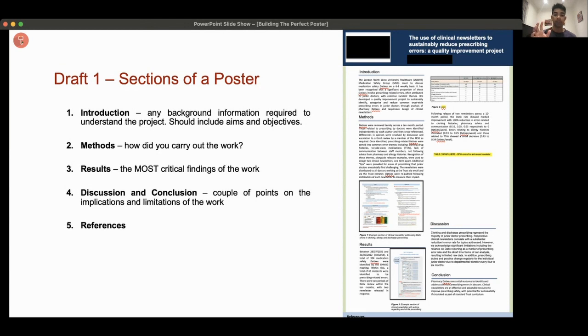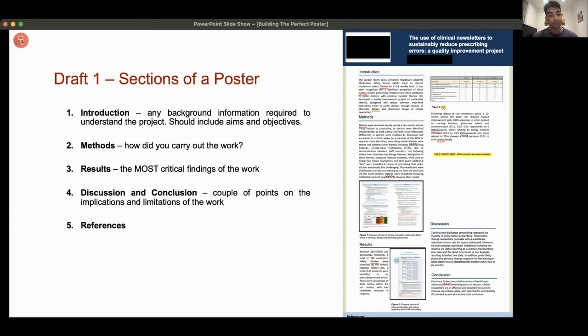And all the same other rules apply for the different sections. Only introduce material you will discuss or talk about in your poster. Only give the methods for what you've done in the poster. Only discuss very briefly the reason you did the work, and not the reason you did the work, actually, the impact your work will have on the field or in the future.